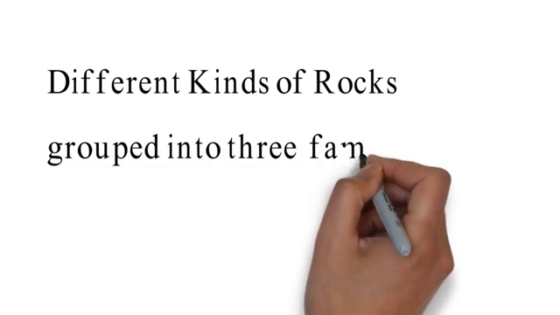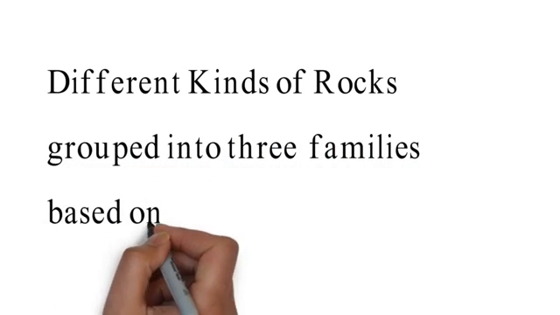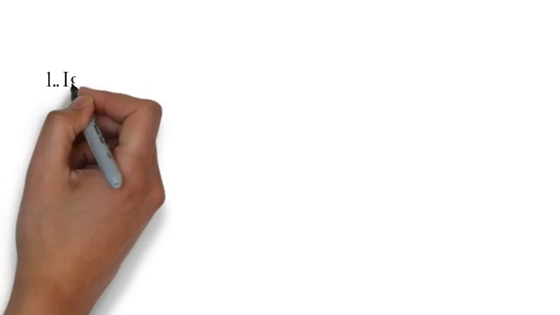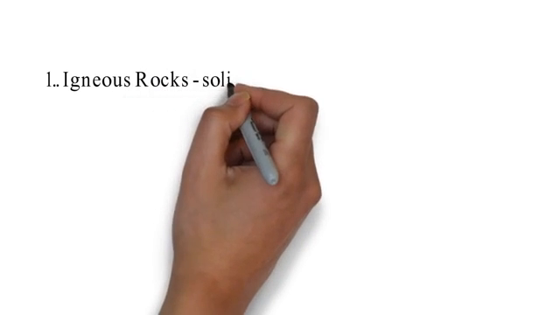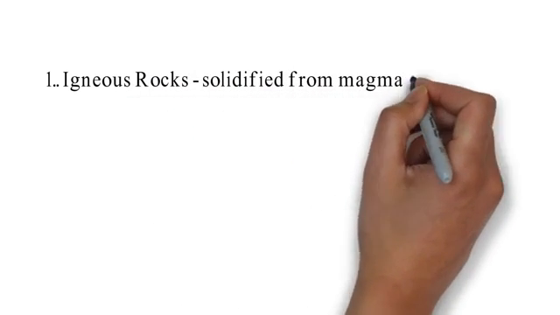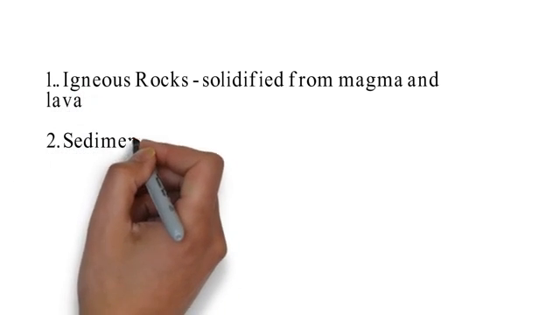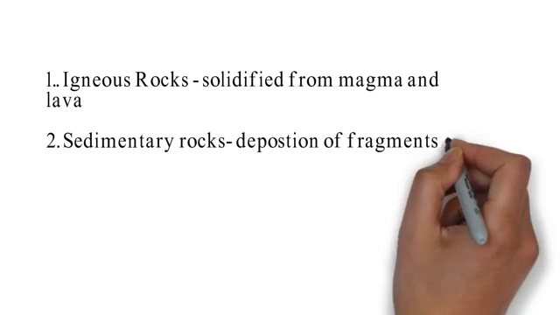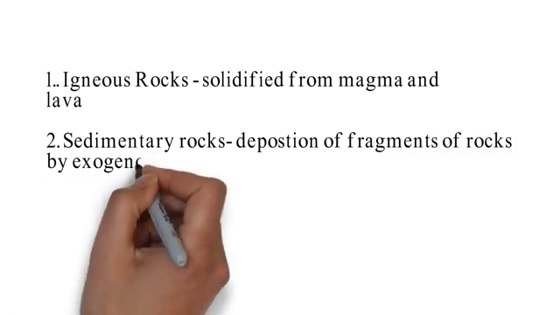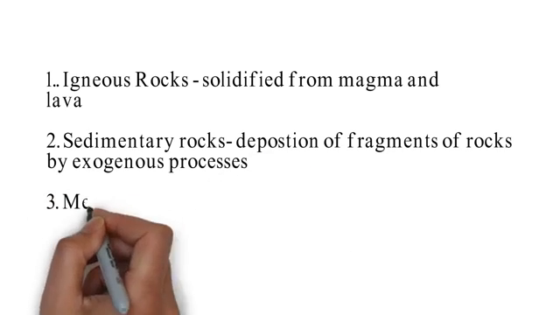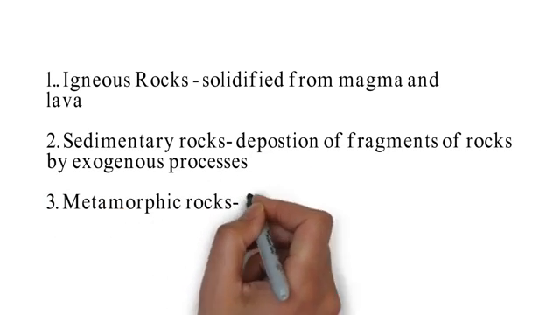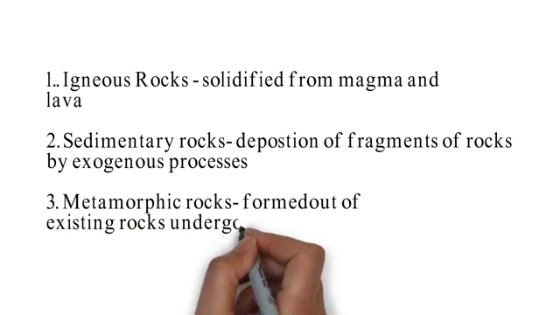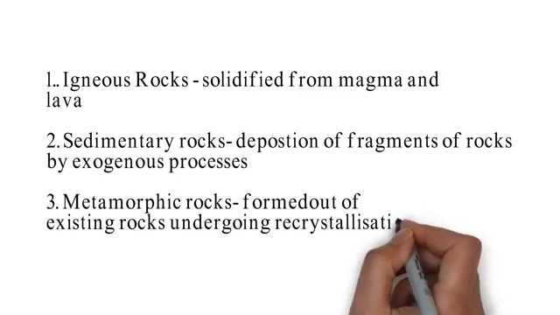These three major rocks are: first, igneous rocks, which is formed after the solidification of magma or lava. Second is sedimentary rocks, which is formed due to the deposition of fragments of rock due to weathering, and then carried on by exogenous processes. We will be studying details of how the sedimentary rocks or igneous rocks will be formed later on. Let us move forward. The third rock is the metamorphic rock, and evident from its name, it is formed out of existing rocks undergoing recrystallization.